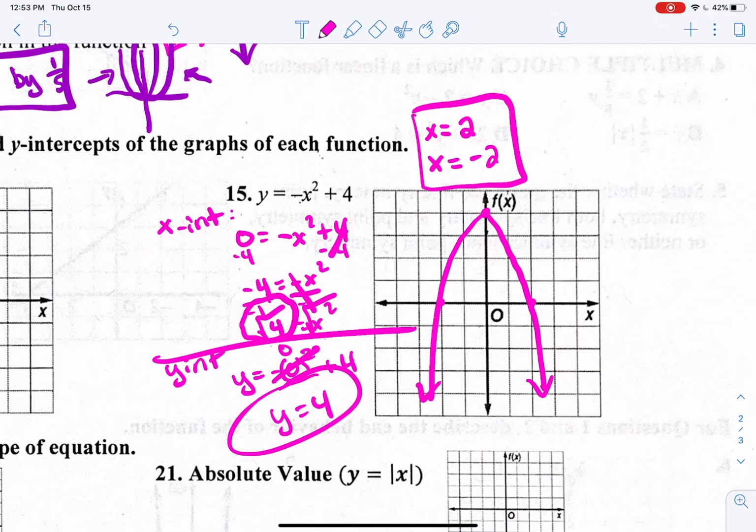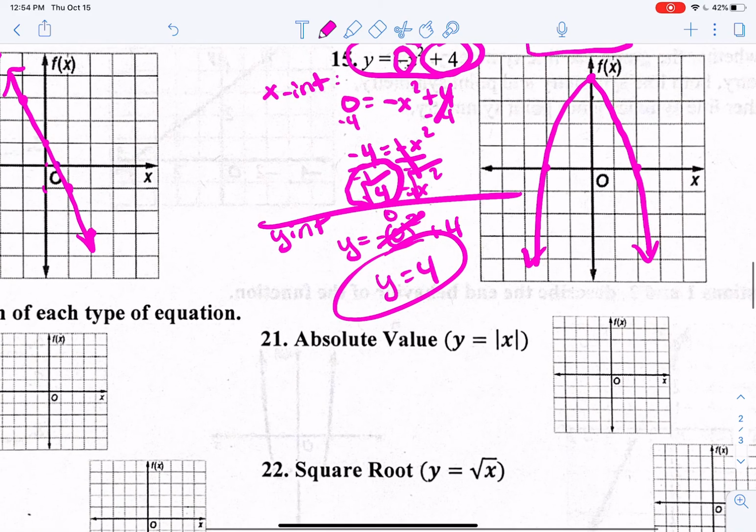Okay, another way of thinking about this is my x squared is my parent function, the negative is flipping him down, and the 4 is moving him up 4. Okay, so that's kind of how you can remember to do that as well.